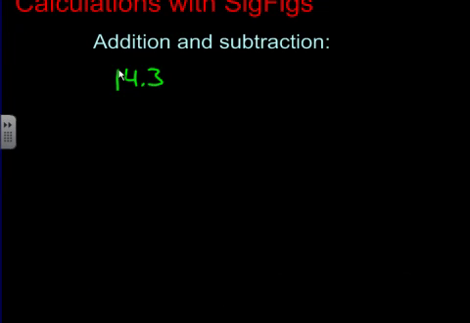So what does this have to do with calculations? How does this work out? Because this is where it really matters for us in chemistry. So there are a couple of different ways to do calculations. The first one I'll show you is addition and subtraction. They use the same set of rules.